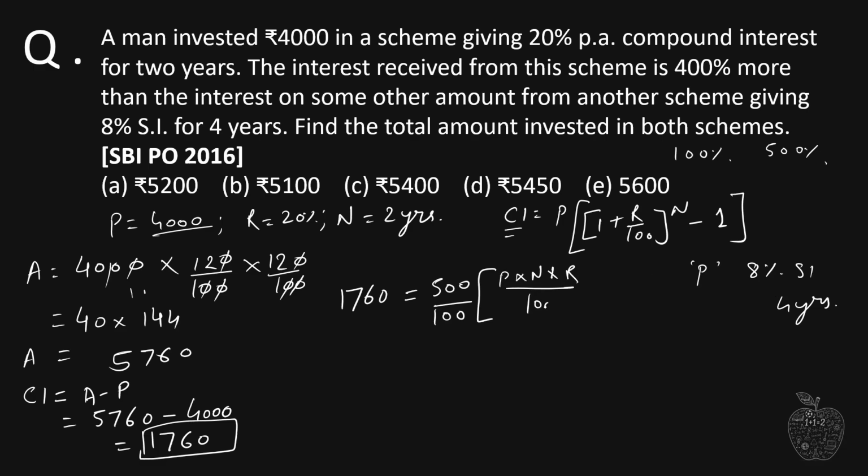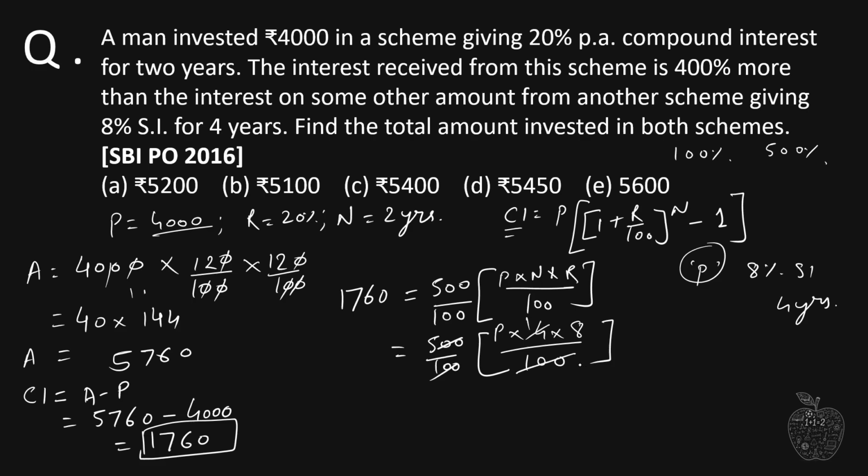PNR over 100. Okay, so let's substitute the values. 500 by 100, I can simply calculate this to cut these 2 zeros, and P, which we have to find out, so P into N is 4 years and R is 8 over 100. So 4 ones are 4, 25s are 5, 1s are 5, 5s are, so we get 1760 is equal to 8P over 5. So 8 2s are 16, 1, 8 2s are 16, 0. So we get P is equal to 5 zeros are 0, 5 2s are 10, and 1100. So we got the value of P.